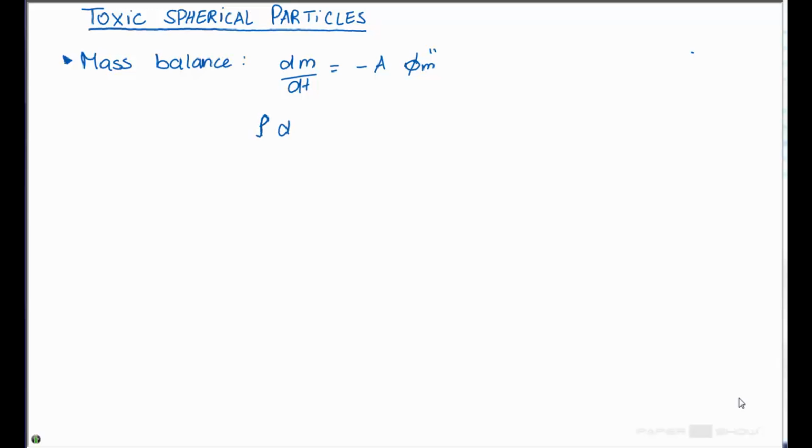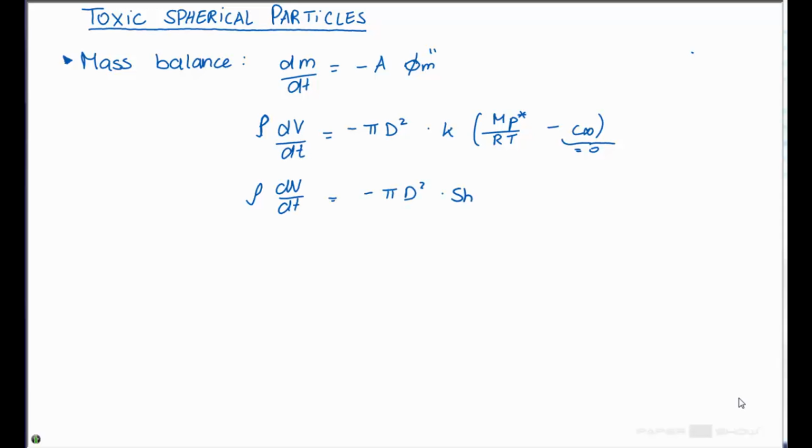The mass on the left-hand side of the equality sign can be replaced by the density times the volume. And on the other side of the equality sign, the expression for the area is pi times the square of the diameter, so that of a sphere. And the mass flux equals k times the difference between the concentration at the surface of the particle, which can be derived from the ideal gas law, and the concentration at infinite distance from the particle, and this is 0.